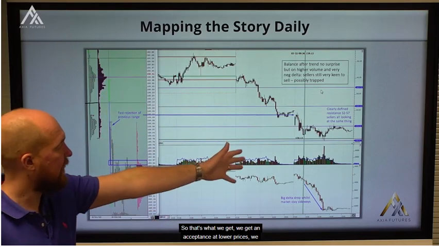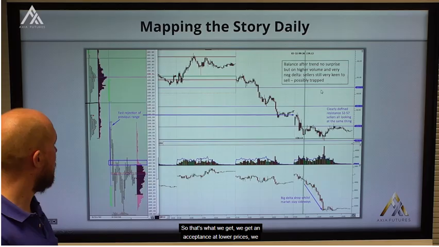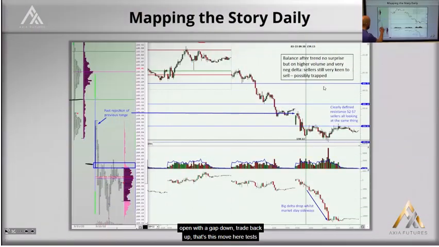So that's what we get. We get an acceptance at lower prices. We open with a gap down, trade back up, that's this move here, test back into the previous day's range and reject it. Clearly, sellers are still in control. This is good news. This keeps that story going, that this is a market that is quite comfortable going down.